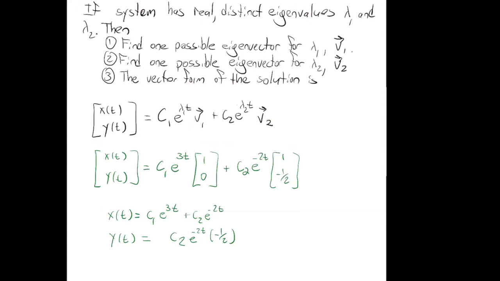Okay. And so if we just multiplied out that vector form, then we would get back the same general solutions that we found earlier when we looked at this system, and we solved it without worrying about eigenvectors. Any questions?